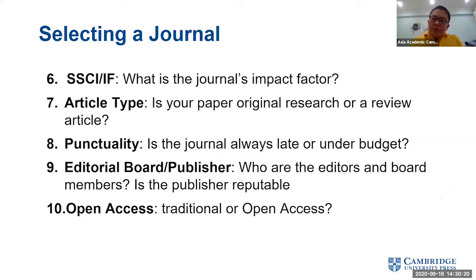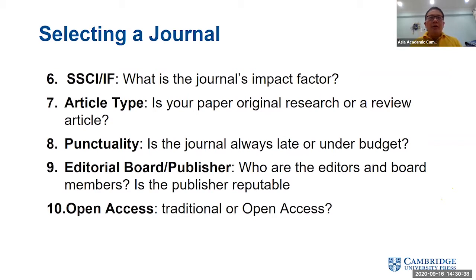Then look at the article type. Is your paper an original research paper, or a short research commentary or things like that? Try to see if it matches the kind of articles the journal will publish. Typically, they will explain on the homepage which article types they accept.